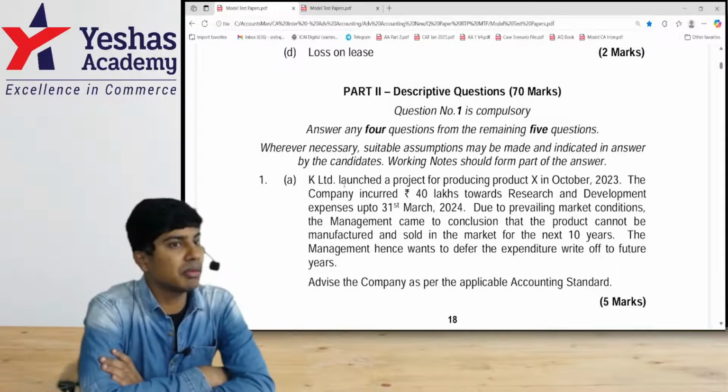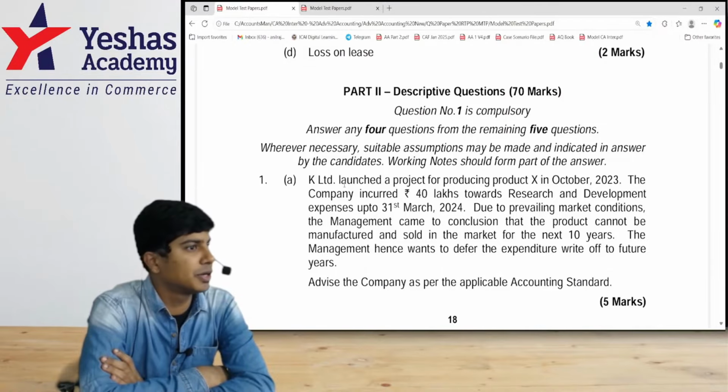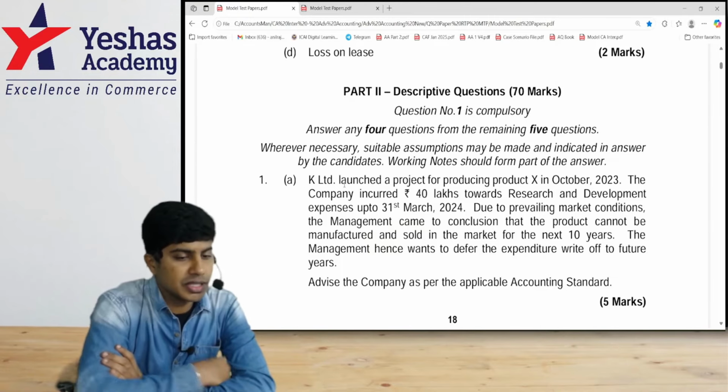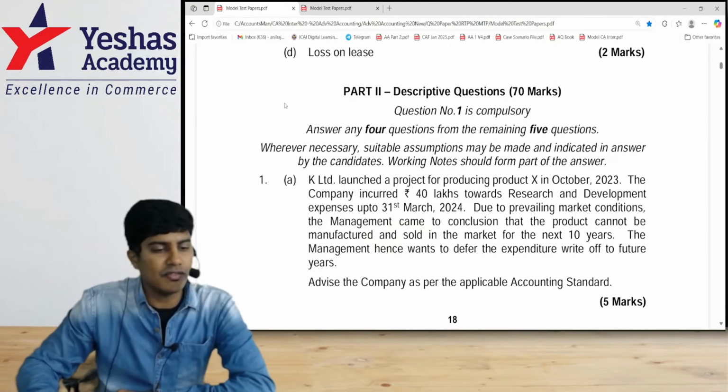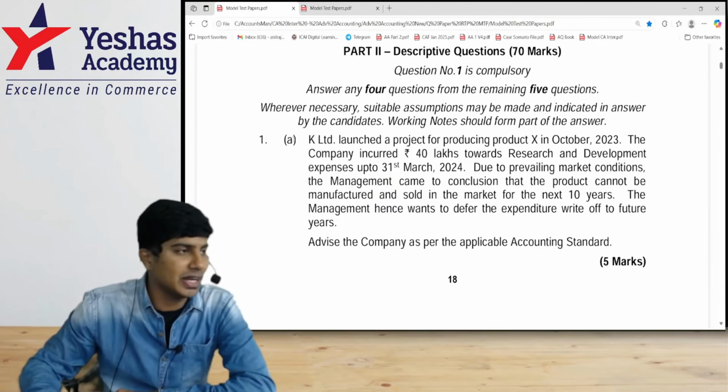Let's now solve question number 1A from our model test paper 2 on advanced accounting. This question number 1A is on the topic of accounting standard 26, which deals with intangible assets. Why waste time? Let's start reading the question.